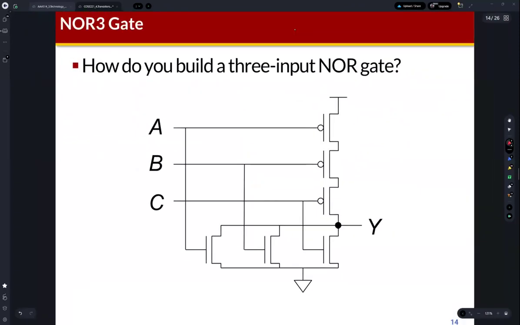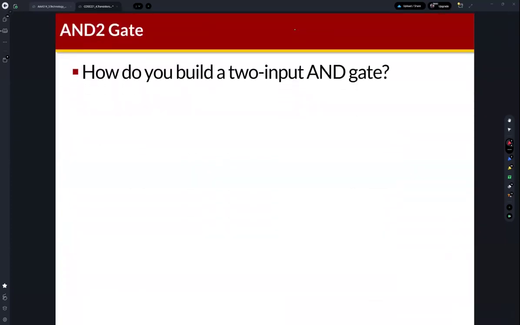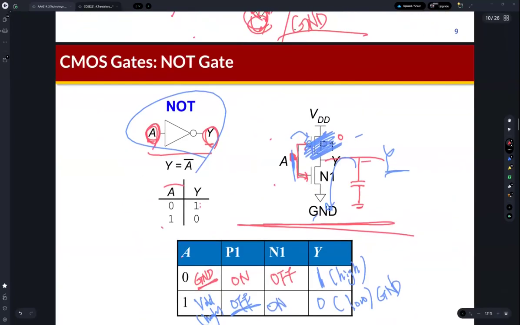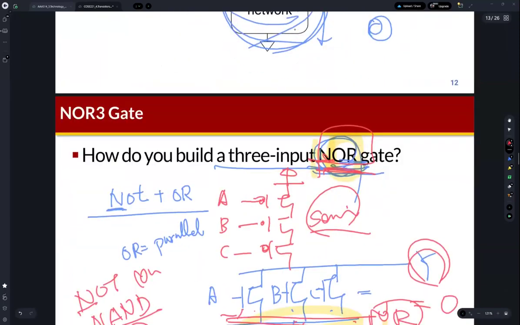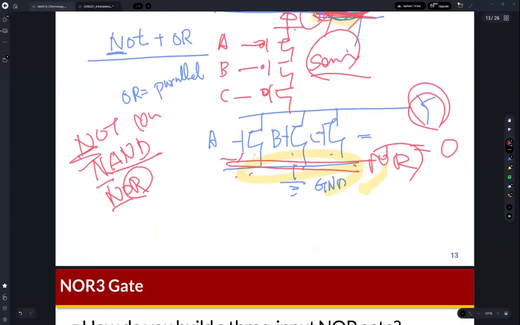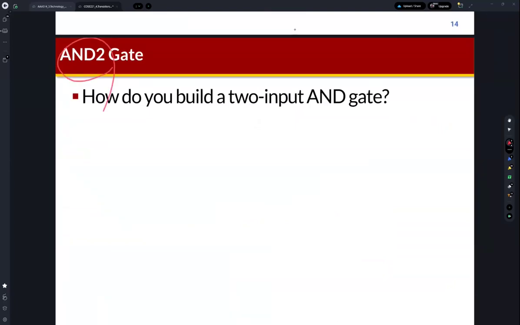So as I mentioned, this is the NOR circuit, 3-input NOR circuit. And how about the AND2 gate? Until now, I just showed the NOT gate, NAND gate, and then the 3-input NOR. So what is the common part for these 3 gates? The common part is the NOT. NOT, NAND, NOR: it's some kind of inversion of the result, right? Then how about the AND2 gate? How can we build the AND gate, AND2 gate?